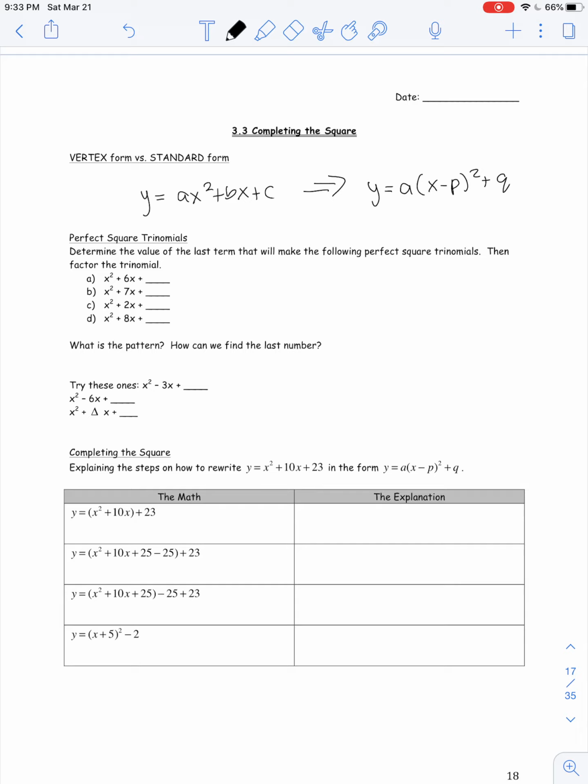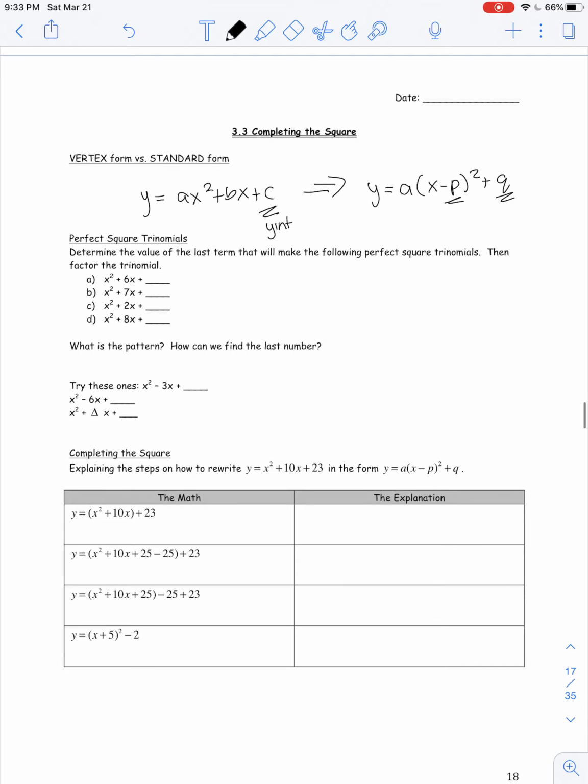So when you're looking at standard form, there's only so much it tells you. Standard form only really tells you the y-intercept just by looking at it, versus the vertex form gives you a lot of information because it tells you the vertex, and that helps you find your axis of symmetry, your max or min value. So there's a lot more information I find that's helpful with that. So we want to go from standard form to vertex form. That is our goal for the lesson.